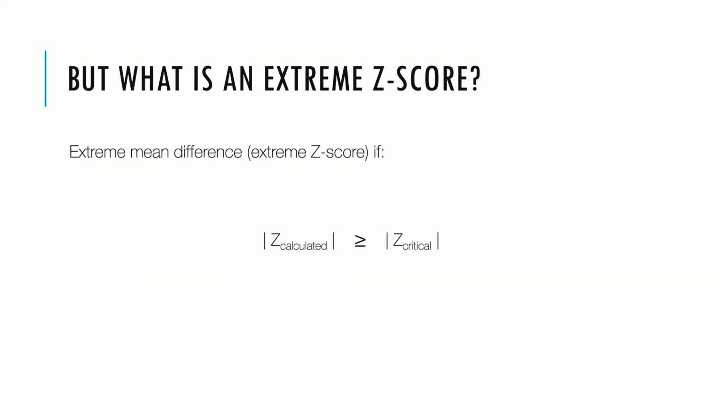Extreme mean differences are demonstrated when our z-calculated is greater than or equal to our z-critical. Again, you have a critical value and you want a larger score than that. So let's say our critical value is 1. Let's say we calculated a z-score of 3. So critical is 1, calculated is 3. 3 is greater than 1. That means we've passed that 1 finish line. We are in this outside region. It's extreme enough for us to say the null is probably not true. We can reject the null hypothesis.